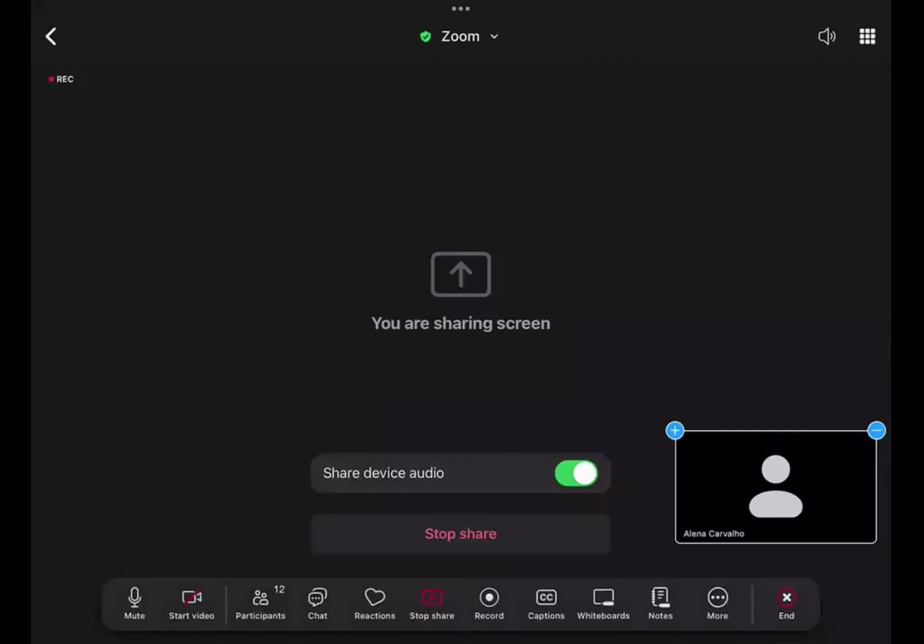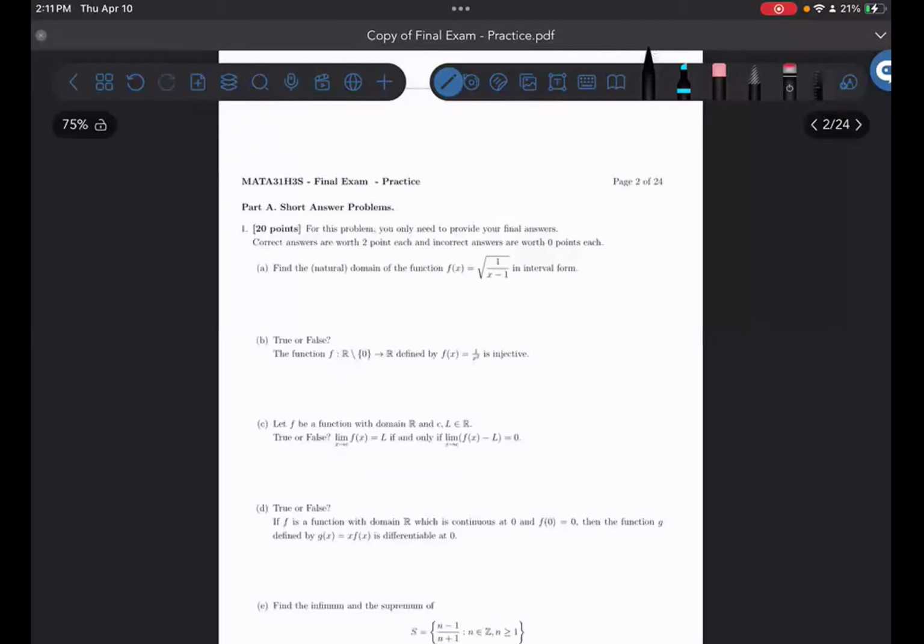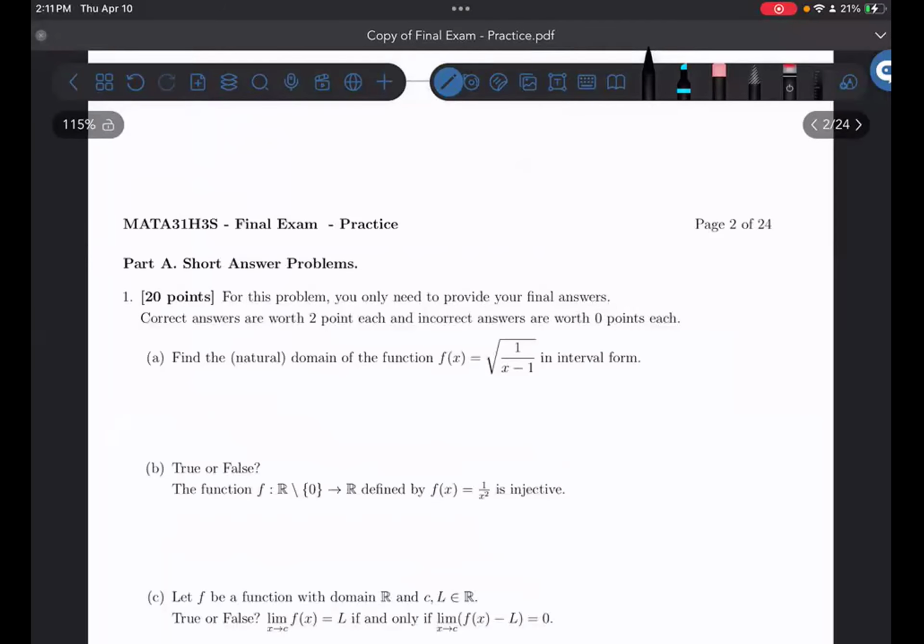All right, so I'm going to share my screen. Please let me know if you can see it. Can you guys see my screen? Yeah, we can see it.